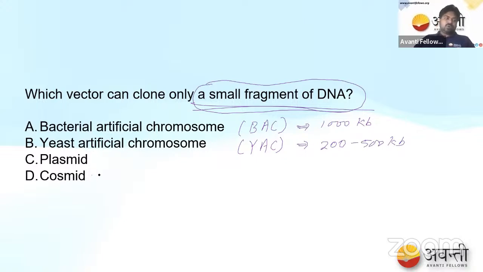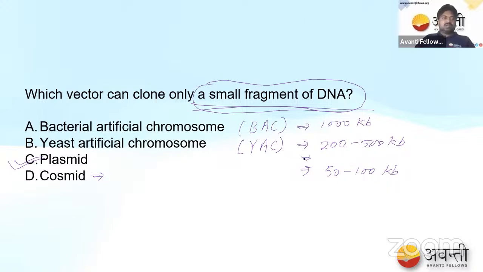Next one is the cosmid. After that, we discuss the plasmid because plasmid is the correct answer. So cosmid has an ability. Cosmid का कितना ability रहेगा? 50 to 100 kb. 50 to 100 kb only.